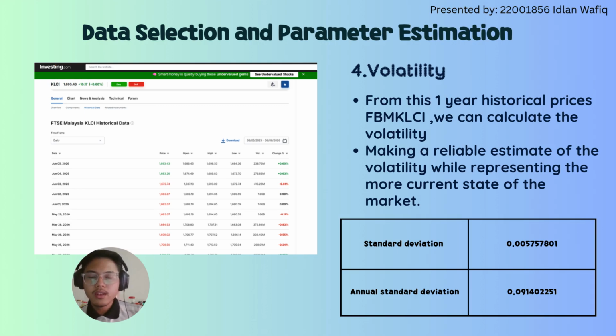Lastly, for volatility, we are using 1 year of historical prices for FBM KLCI from the website investing.com. So we are using log return to calculate this volatility. So why did we choose 1 year? Because we want a reliable estimate of our volatility, while the volatility also represents the current state of our market.